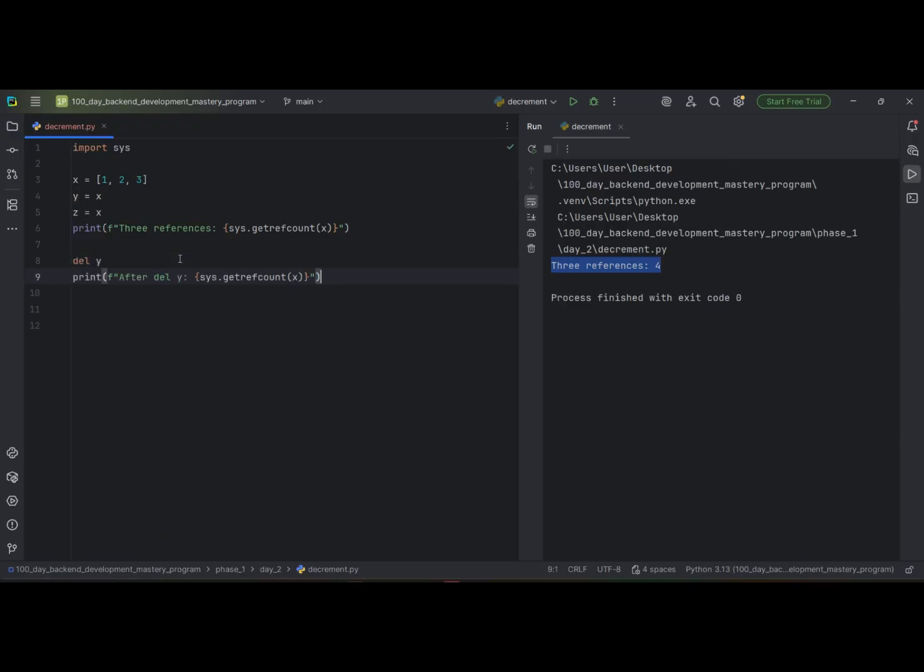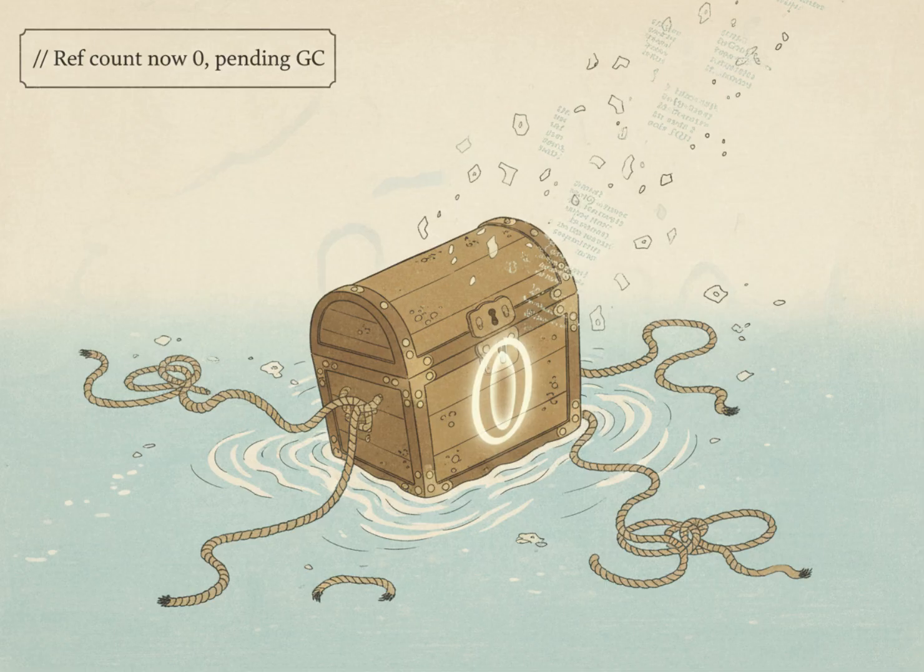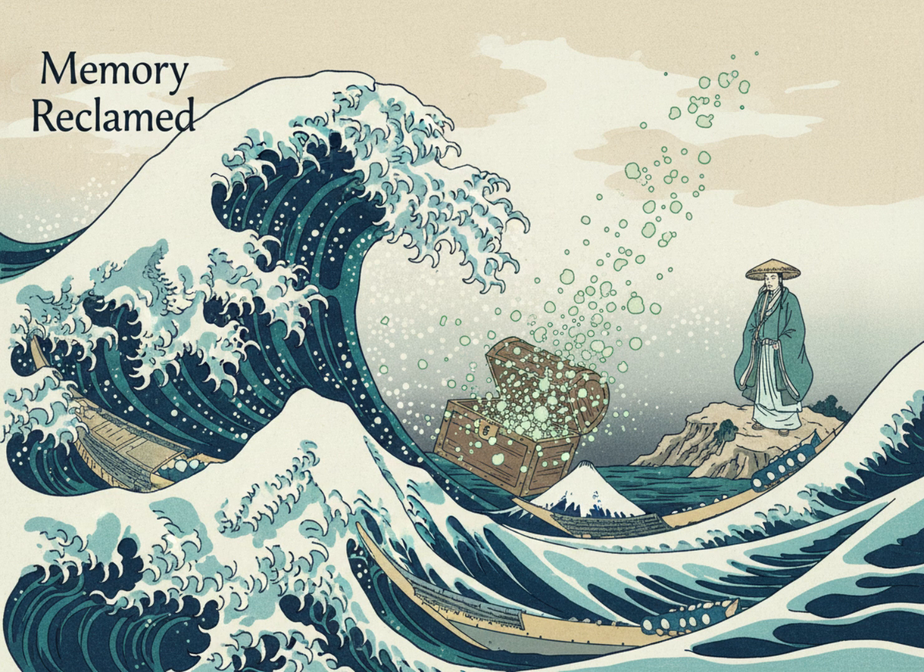Now, watch what happens when we delete references. The count drops by 1. We have removed the Y reference, so now only X, Z, and the temporary reference remain. Let's remove also the Z. It drops again. Now we are back to just X and the temporary reference count of 2. The del statement removes the reference and Python automatically decrements the reference count. When the count hits 0, Python's garbage collector can reclaim that memory.